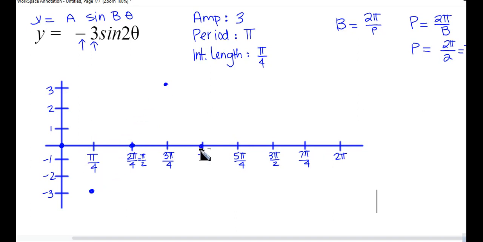This is one complete wave, which you can see here. My period is pi, meaning I should be able to complete one complete wave in that measurement. So now I'll continue. Down 3, center, up 3, center. And then as best as you can, draw a curve wave that goes through these points.